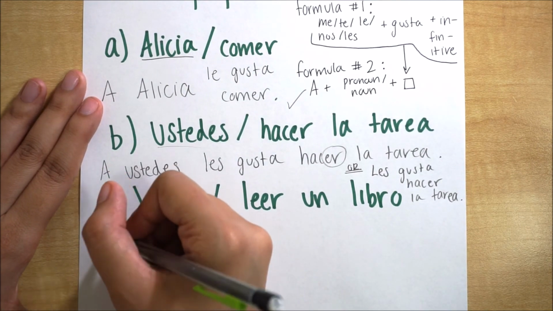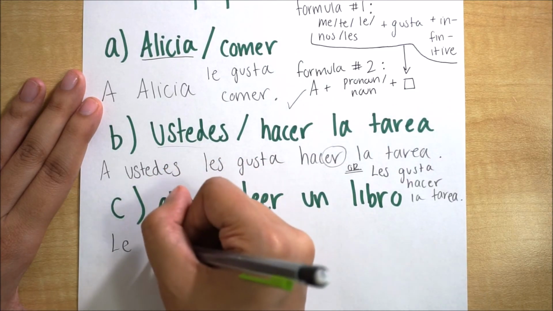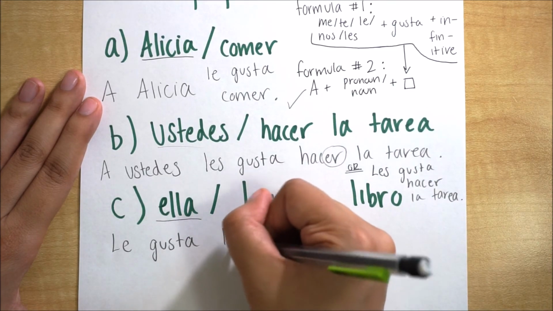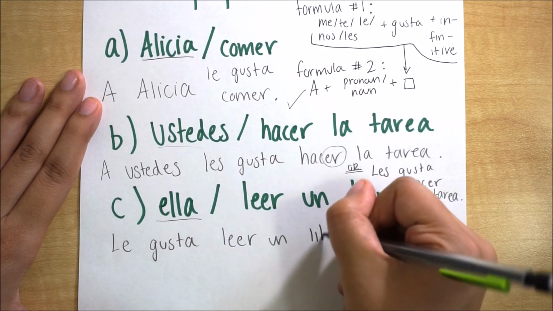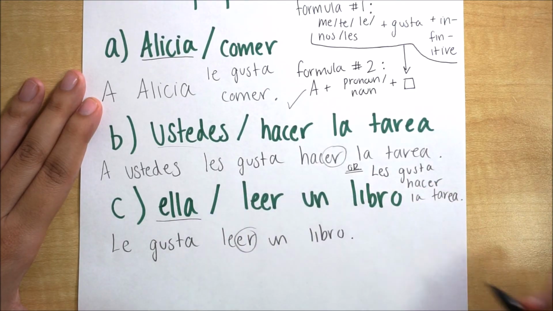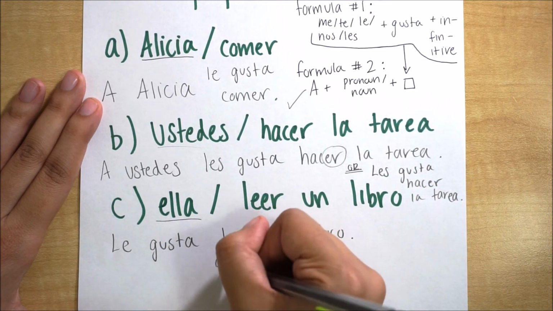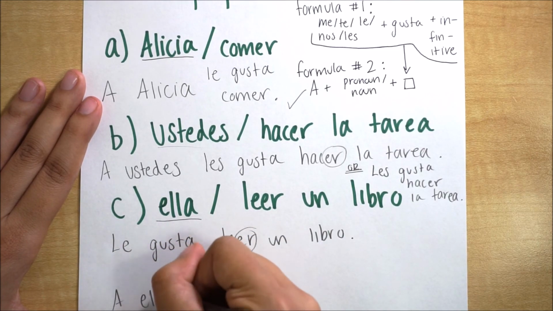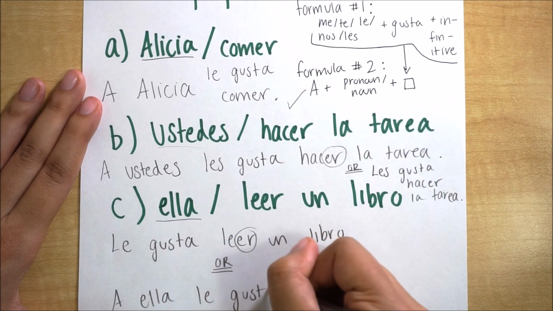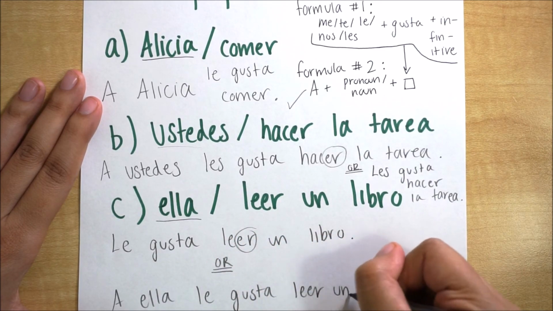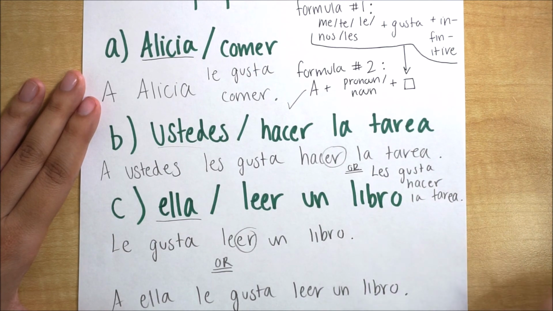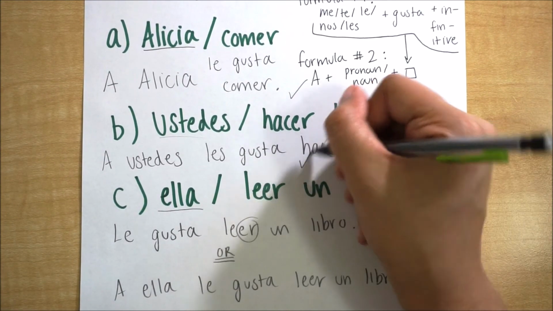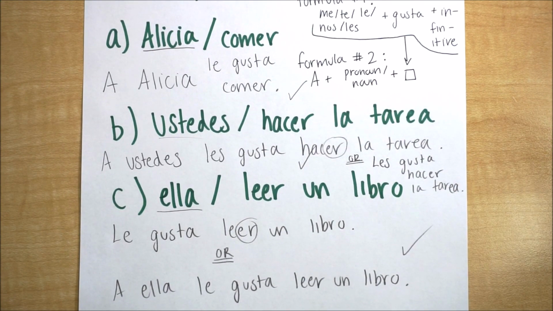Let's go ahead and do part C. Again, this can be written in 2 ways. So let's go ahead and do the first way first. So we're going to say le gusta leer un libro. Le, because of ella, I'm trying to say she, so I'm going to go with le. Gusta, which means like, and leer means to read. And leer, again, has the ER ending intact. The second way that we can use, which is from our second formula, is we can say a ella le gusta leer un libro. So we added the a ella in the beginning, and that means the same thing. She likes to read a book. So all of these 3 examples are correct.